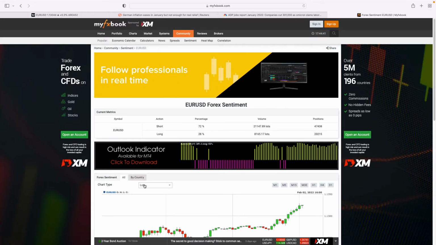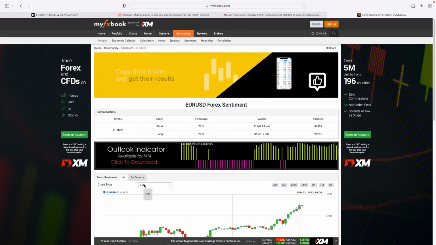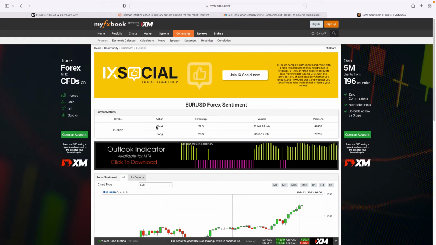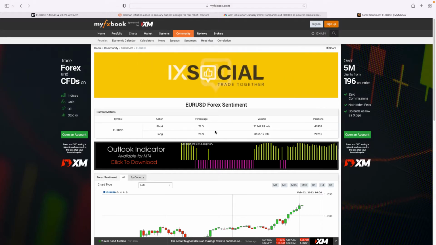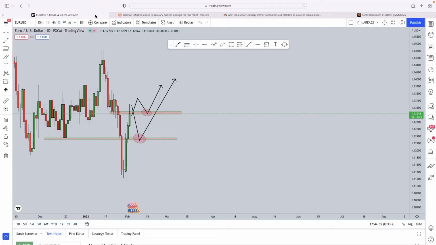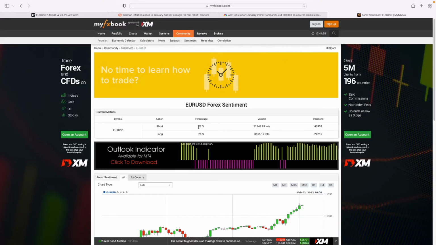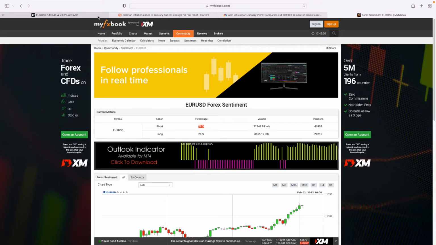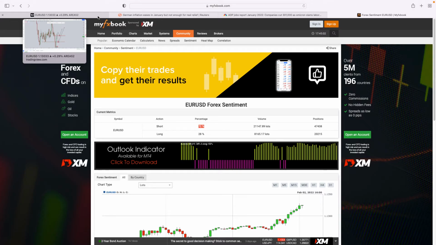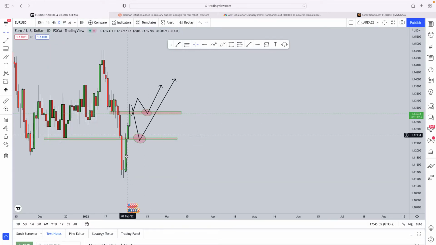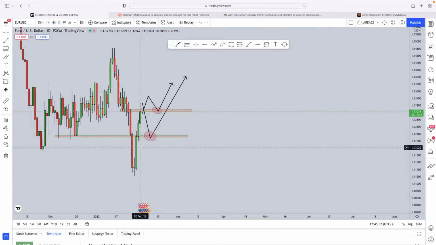Now, if you look at the sentiment data, this tells us what retail traders are doing in the market. If you look over here, we can see that 72% of retail traders are short and 28% of retail traders are long. And like I always say, you always want to be on the opposite side of what retail traders are doing. So if 72% of them are selling, you can clearly see what happened to them, because the market had no indication of wanting to go up.